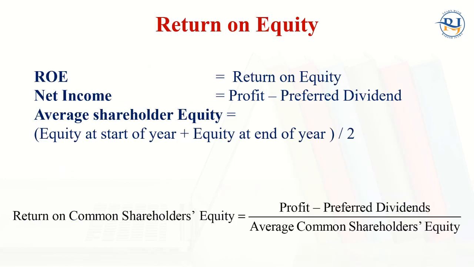Now look at this, return on equity, ROE, and net income will be the profit minus preferred dividend, right? And average shareholder equity is equal to equity at the beginning of the period plus equity at the end of the period divided by 2, that will be the average shareholder equity. Now, what is the formula? You can see the formula here, return on common shareholders' equity or return on equity is equal to profit minus preferred dividend, which is known as net income, divided by average common shareholder equity. So this is known as return on equity.